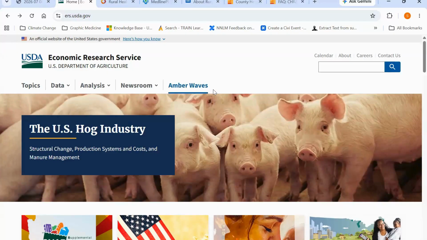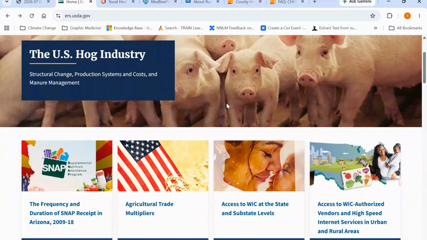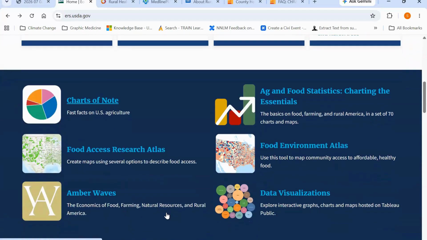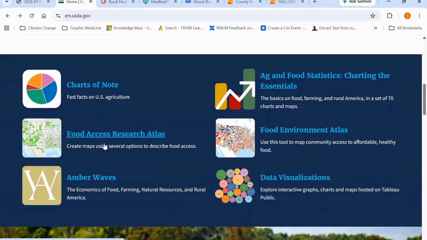I do want to point out Amber Waves is their newsletter. So if you are interested in getting some of that analysis and reports and blog posts to your inbox, signing up for that will do that for you. So I'm just going to slowly scroll down so you can get an idea of what's available. So some of the most recent reports that have been put out, charts of note, and we're going to go back to those in a minute. Food Access Research Atlas. This is mapping, and so you can search through some mapping. Amber Waves is their newsletter.